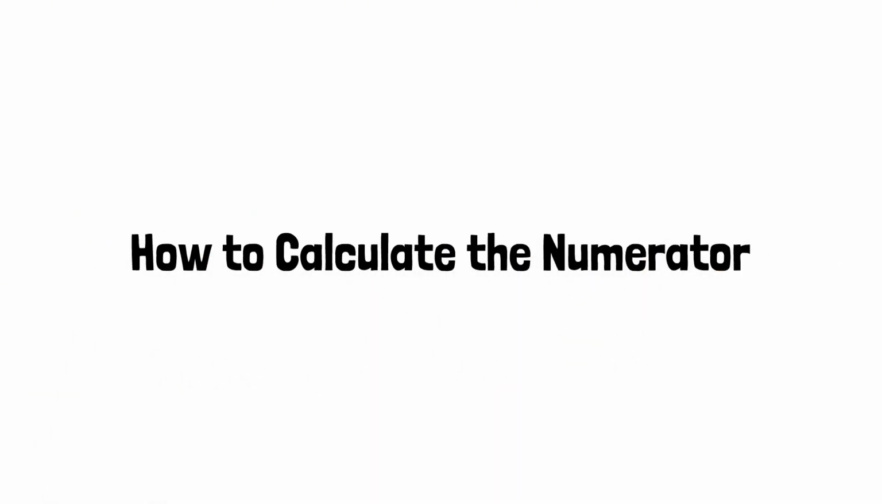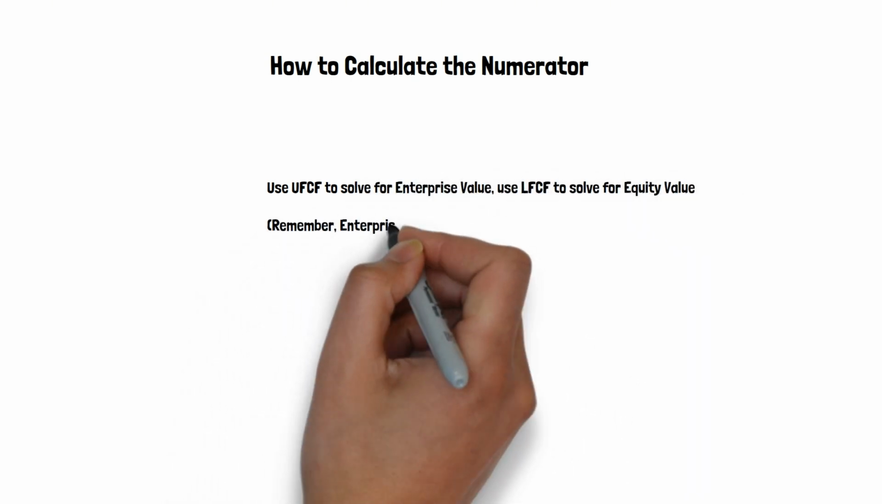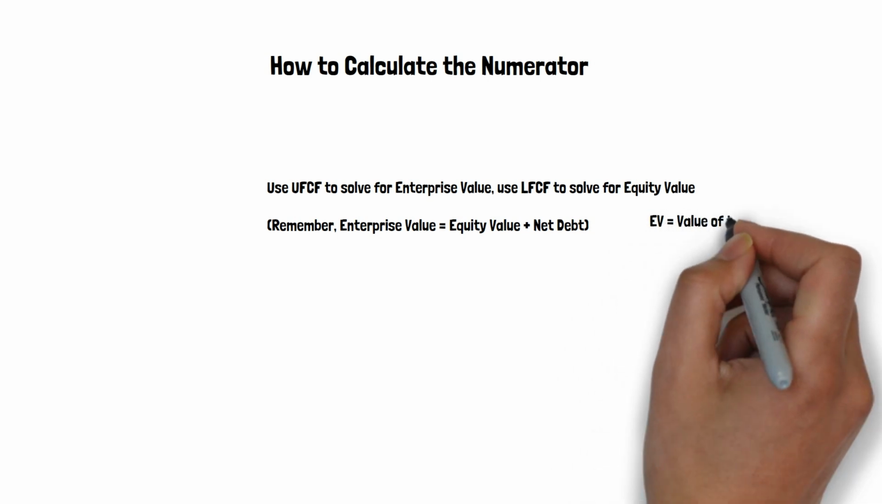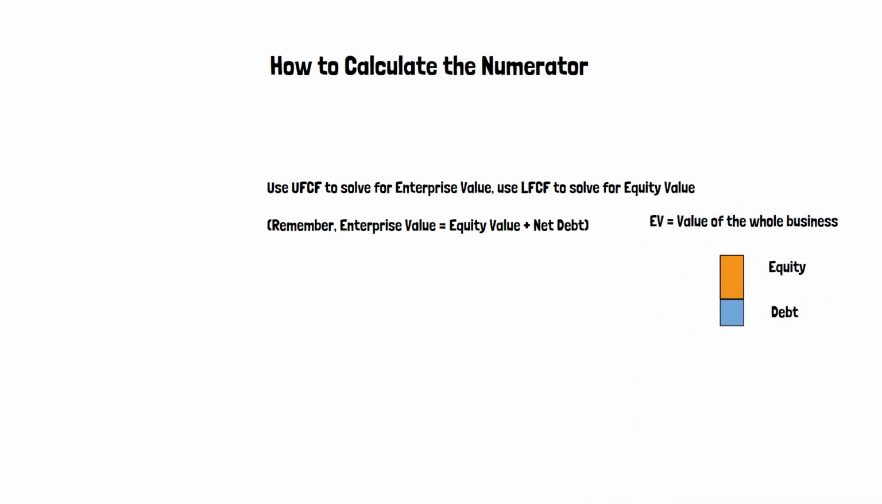How to calculate the numerator. There's generally 2 types of free cash flow. It's levered and unlevered free cash flow. If you're trying to solve for the enterprise value, i.e. the value of the whole business, you use unlevered free cash flow. If you're trying to solve for the equity value, you use levered free cash flow.